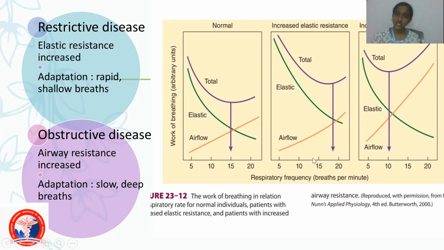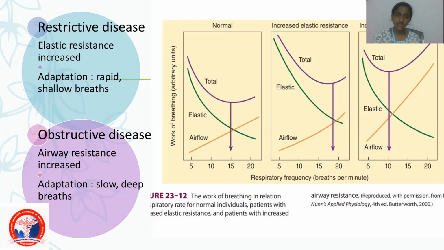So this is a restrictive disease patient. Now when you see an obstructive disease patient, their airflow resistance will be very high. So when you adopt a respiratory rate of 15, you have to go in for a higher airflow resistance. So your work of breathing will be high.